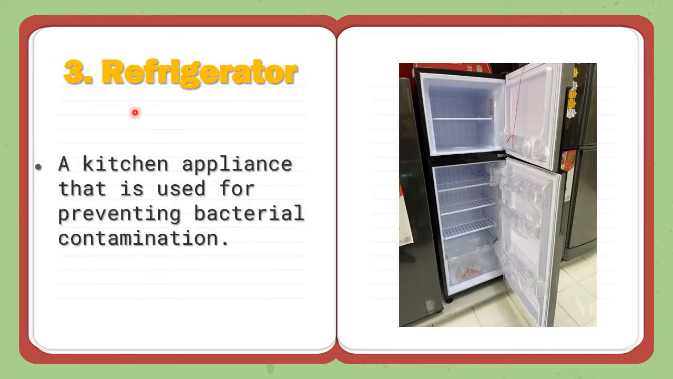As number 3, we have refrigerator. Of course, halos lahat tayo meron ito sa bahay. It is a kitchen appliance that is used for preventing bacterial contamination. This is used for storing food for a longer period of time. Okay, class. So those are the tools and equipment used in assembling egg dishes.